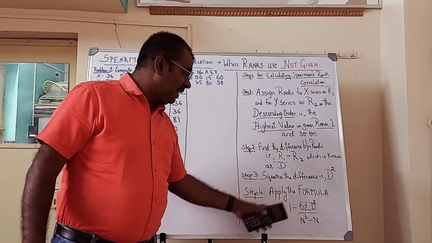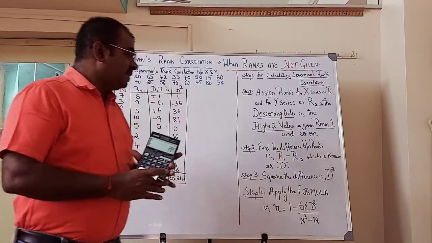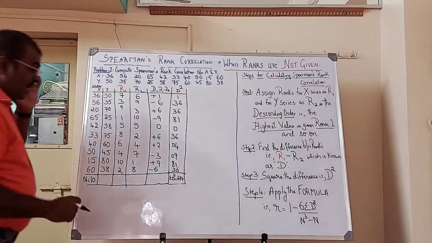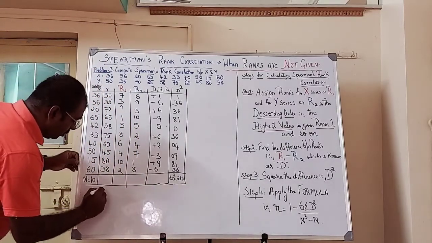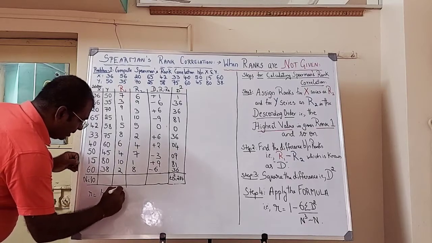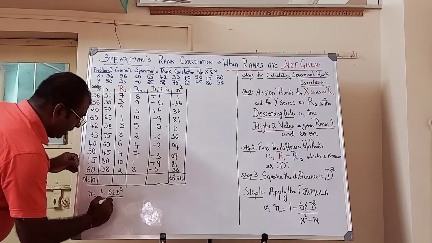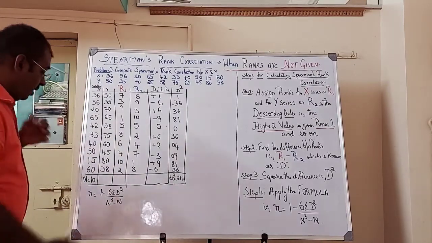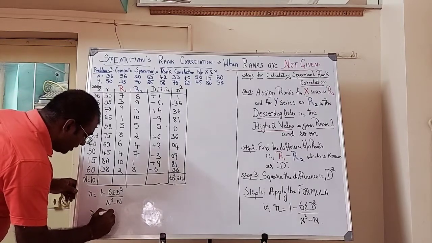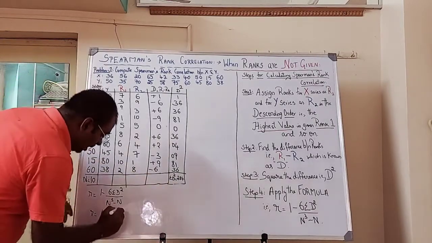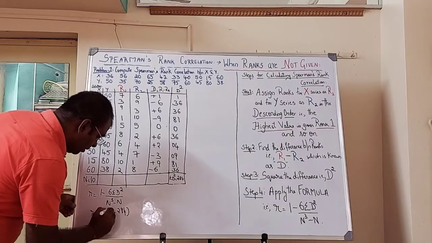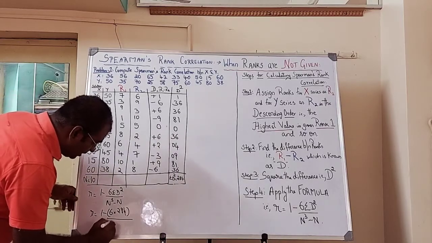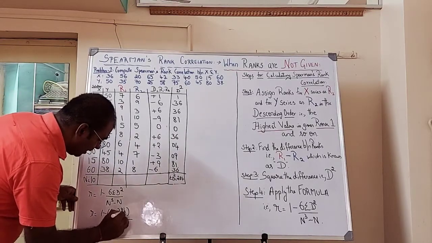The last step is applying the formula R is equal to 1 minus 6 sigma D square divided by n cube minus n. So that is our formula. So R is equal to 1 minus 6 into sigma D square, which is 284, divided by n cube minus n. The value of n is 10. So it is 10 cube minus 10.